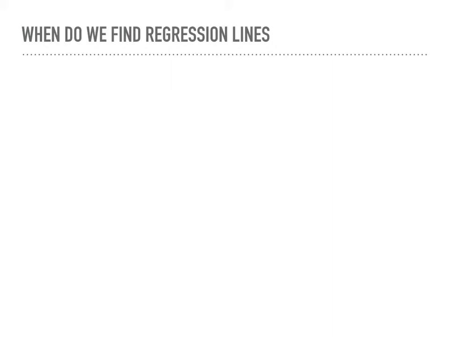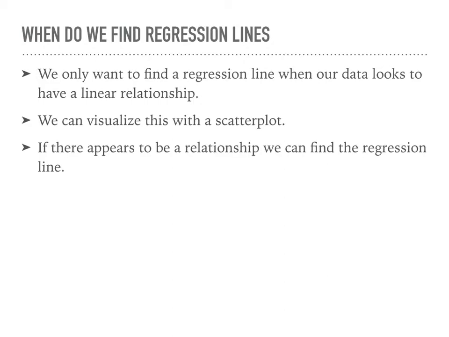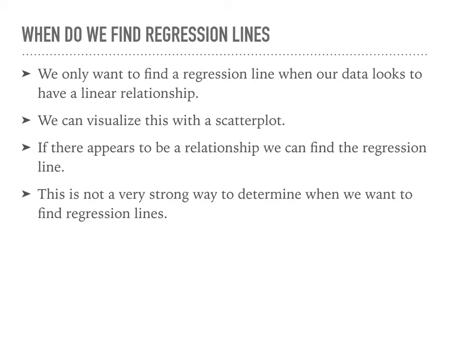When would we want to find regression lines? Well, we only want to find regression lines when our data appears to have a linear relationship, meaning it's a straight line. We were able to visualize this a little bit with our scatter plots. If there appears to be a relationship, we can find the regression line, though this is not a very strong way to determine when we want to find regression lines.